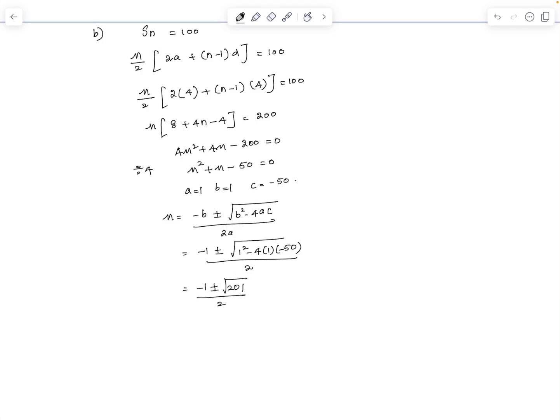201 is not a perfect square, so square root of it will return us some decimal values, which implies that n is not a natural number. This implies that using 100 dots we can't achieve n complete squares.